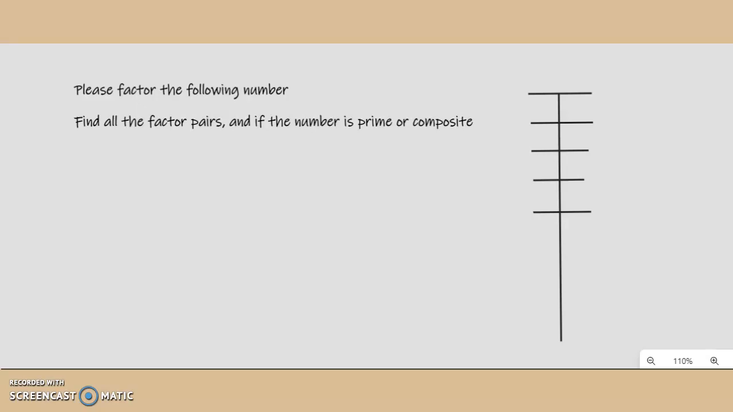And the following number, I'm going to give you just a kind of a random number, 48. And you're going to try to factor this number. Remember, you have to find all the factor pairs and decide, is it prime or composite? So, to start off, you put your number here because that's where the answer is. That's also the product. And you will always start with 1, 2, 3, 4, 5.